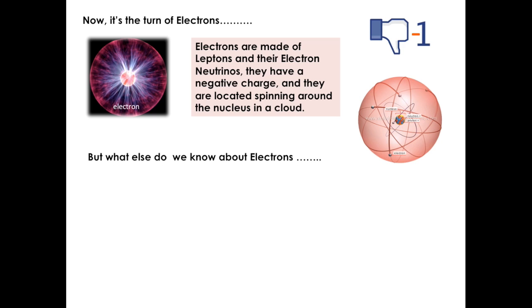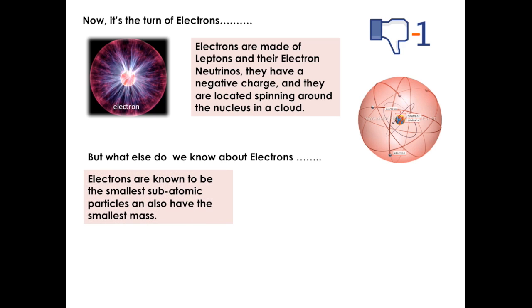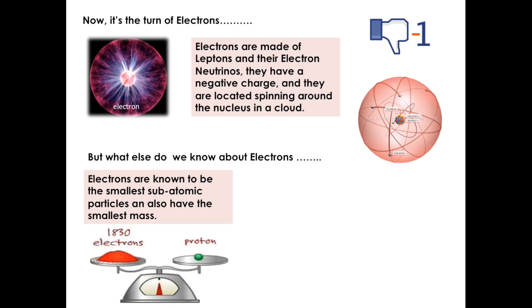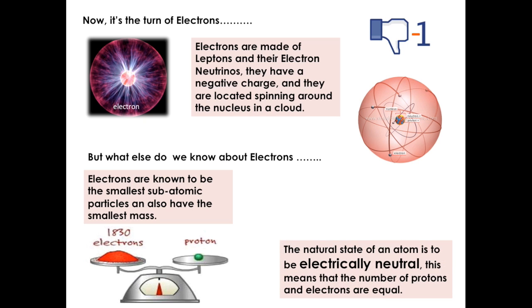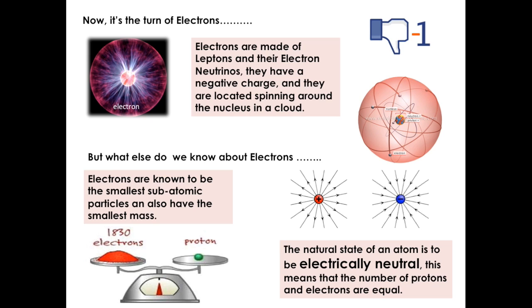But what else do we know about electrons? Electrons are known to be the smallest subatomic particles and also have the smallest mass. In here we can see that you need 1,830 electrons to have the same mass as a proton. The natural state of an atom is to be electrically neutral. This means that the number of protons and electrons are equal.